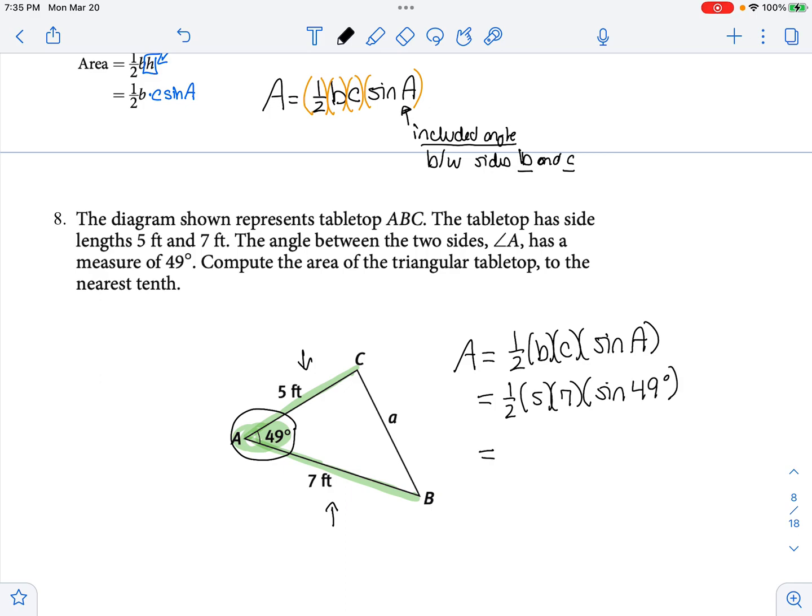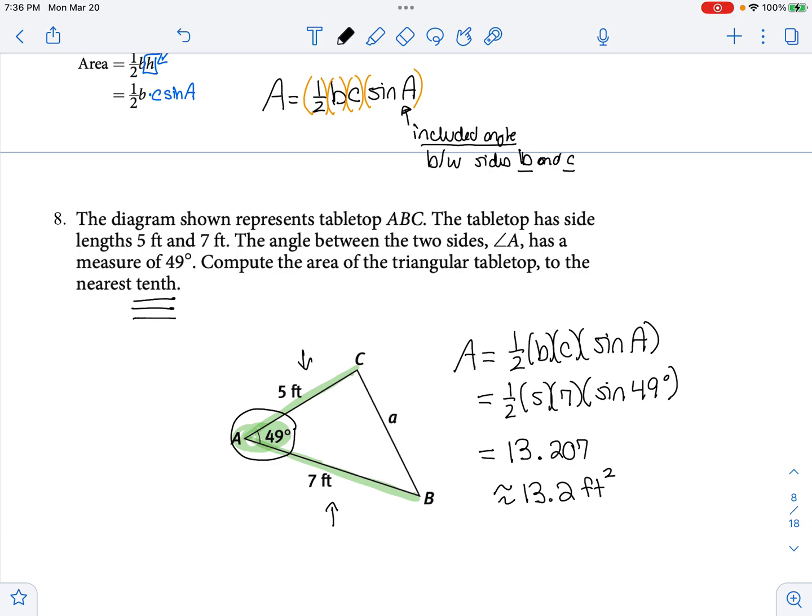And then we're just going to literally put this in your calculator, okay? These are always going to be decimal answers because we are doing the sine of an angle. So I'm going to tell you what to round to. In this case, we're going to round to the tenth. If you put that in your calculator, 1/2 times 5 times 7 times sine of 49, we get approximately 13.2. Well, it's 13.207, so that basically rounds to 13.2 for my area. And again, my units were feet, so this is feet squared.